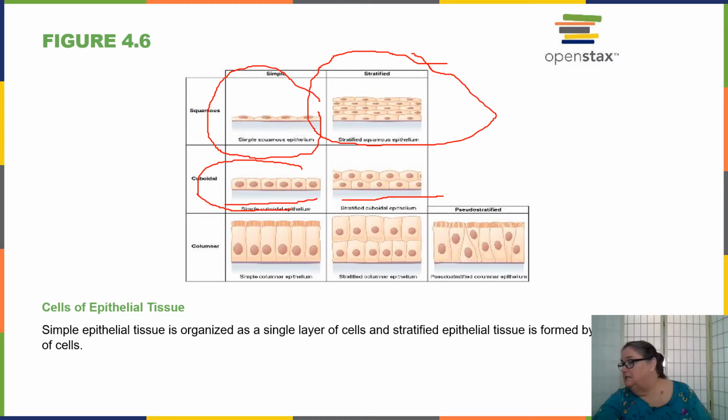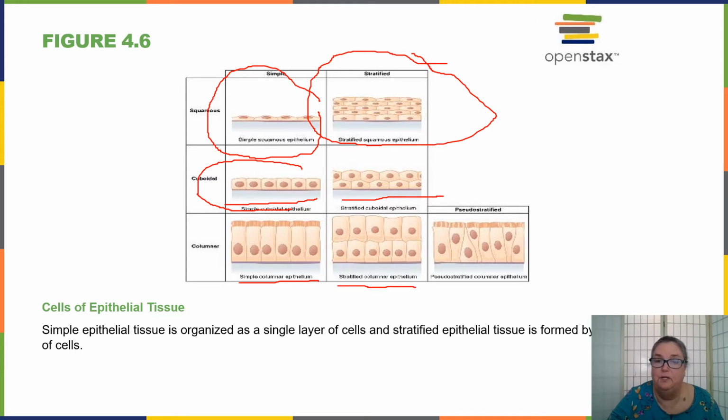Columnar is like a column, right? So that's a column, right? My little battery box there is a column or columnar. And again, we can have simple, which is one layer. We're going to find that in the digestive system. We can have multiple layers, which is stratified.